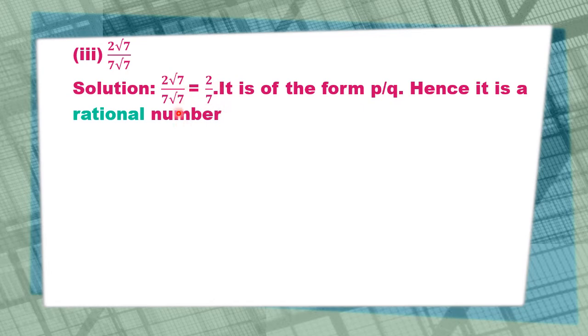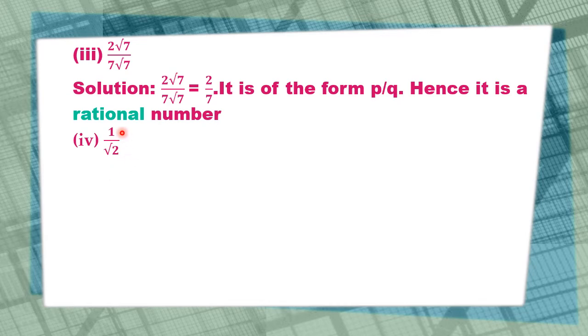And I even asked what type of form it is. So here it is of the form p upon q. I even asked that if that is the form, then what type of number will it be? So if it is of the form p upon q, the number is a rational number. Here is the next example, 1 upon root 2. We have to find whether it is a rational or an irrational number.